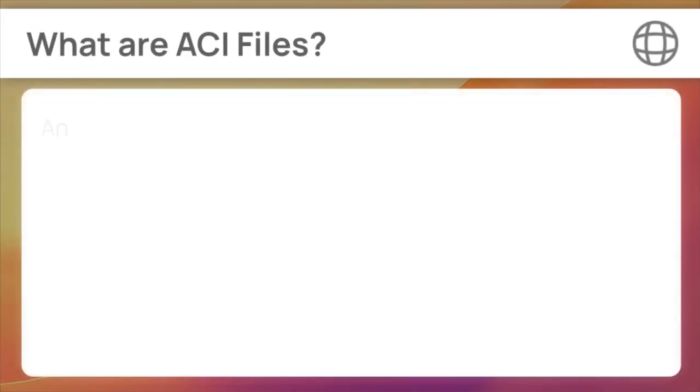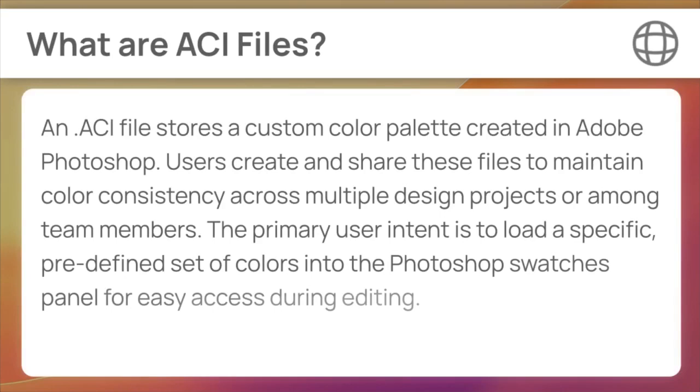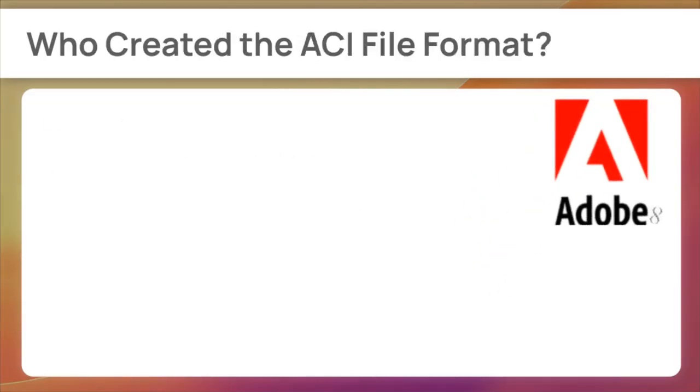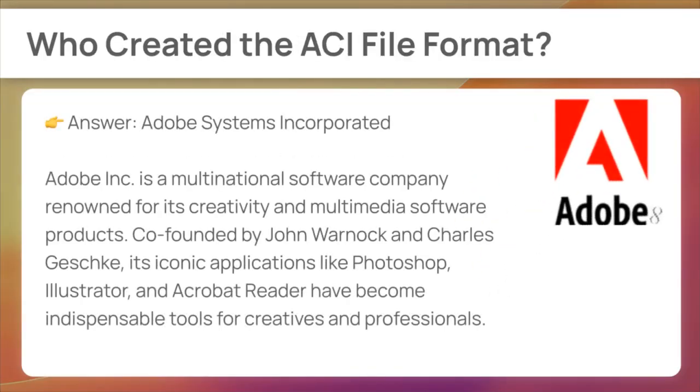An ACI file stores a custom color palette created in Adobe Photoshop. Users create and share these files to maintain color consistency across multiple design projects or among team members. The primary user intent is to load a specific predefined set of colors into the Photoshop Swatches panel for easy access during editing.